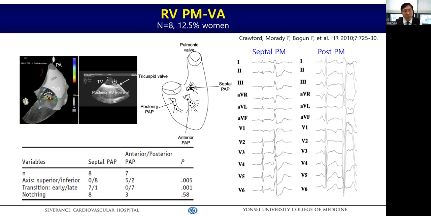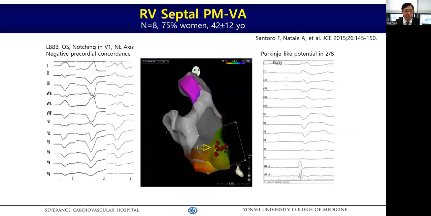In 2010, Crawford, Moradi, and Vaughan first reported right ventricular papillary muscle origin VT, and in this paper, they localized the RV papillary muscle utilizing the intracardiac echo. In 2015, Santoro and Natali reported 8 cases of RV septal papillary muscle origin VT.